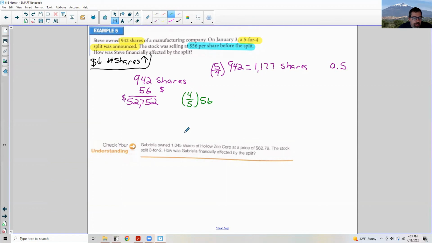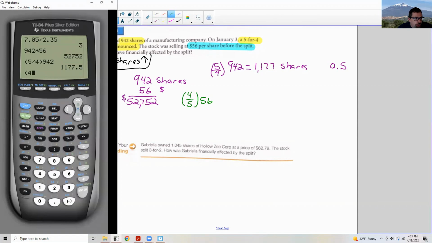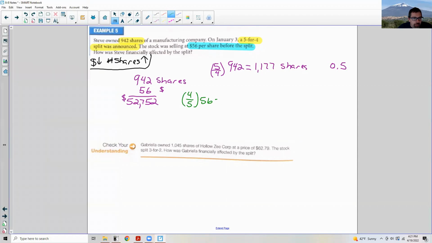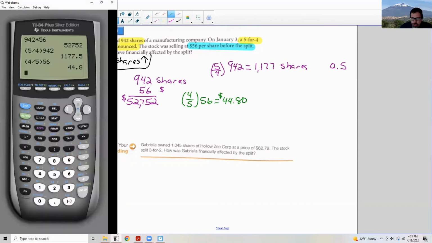Okay. So it's 4/5 of $56. If I take 4/5 times 56, now that stock is $44.80. I just want to show you that if I take 942 shares times $56, we had $52,752 worth of stock. But now I have $44.80 worth of stock, and now I have 1,177.5 shares. It's still $52,752, right? But I don't have that half a share.